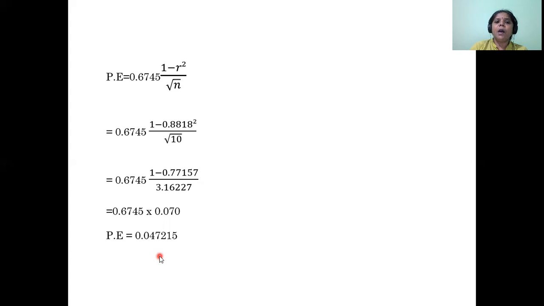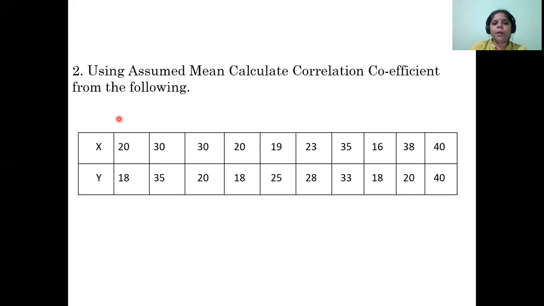Okay, students. Now we will move on to the next problem, using assumed mean. See students here. In the exam, if they ask only to calculate the correlation coefficient, you can use either the actual mean method or the assumed mean method. If they specifically ask to use the assumed mean method, you have to do the sum only by the assumed mean method. Or if they ask only the actual mean method, you have to solve by the actual mean method.